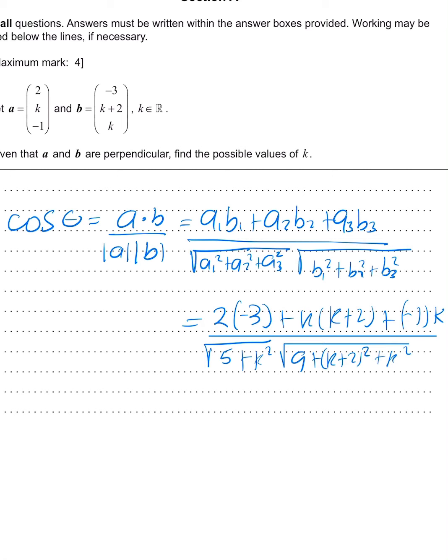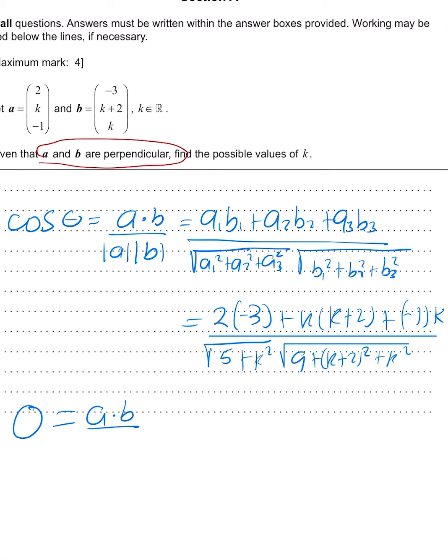Now at this point I'm going to stop, because I was doing this for teaching purposes. Really, they're perpendicular. If they're perpendicular, what do we know about the cosine? What's the cosine of 90 degrees? 0. That's right. So therefore, this is equal to 0. And if this is equal to 0, it's only possible if the numerator is equal to 0.